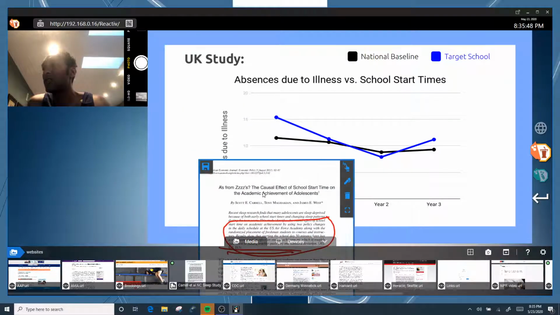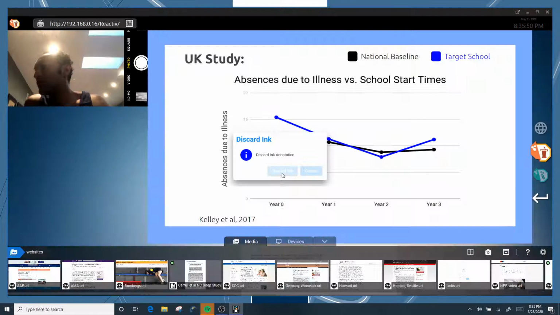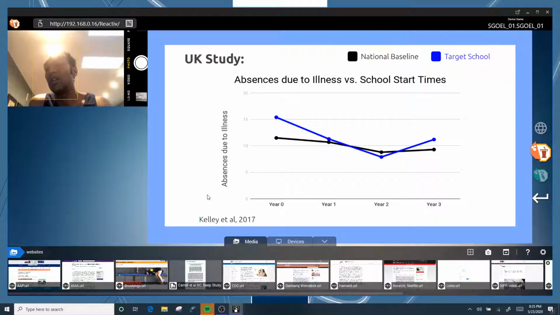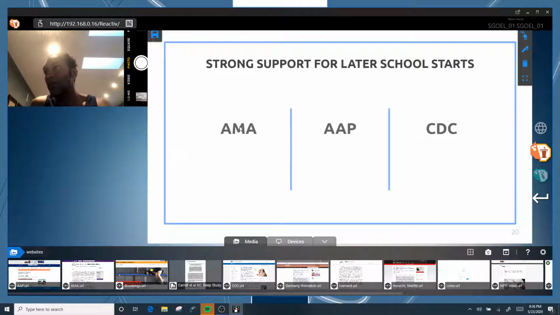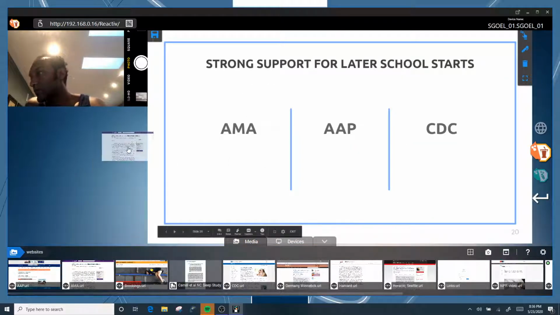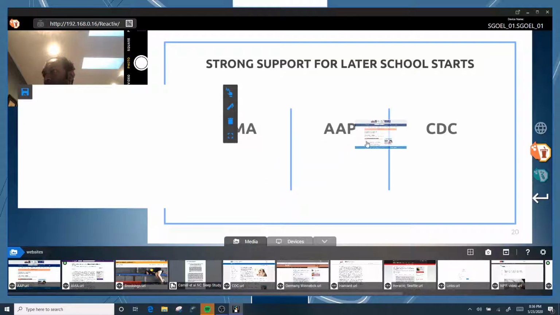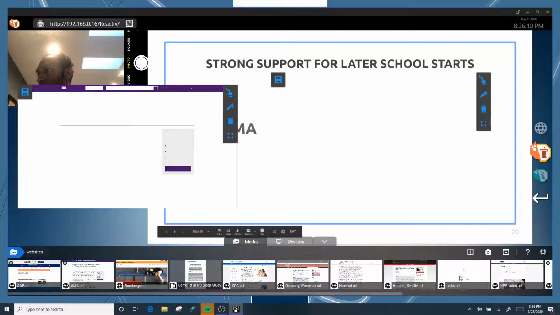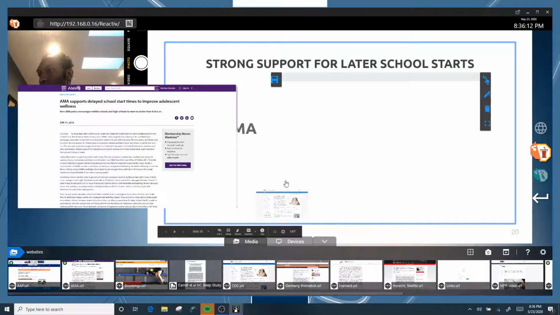So we've shown at least 4 studies, and I think there's another one in Florida which we don't even have up here. There have really been a number of studies which show improved school performance if we delay school to at least 8:30. And so a number of organizations have come out, such as the AMA, AAP, and CDC.